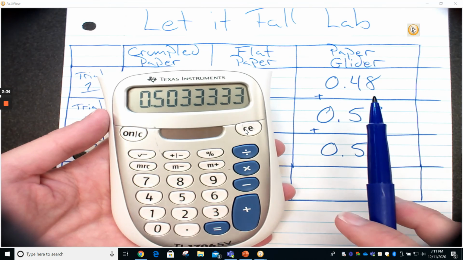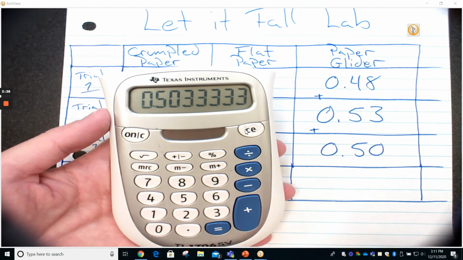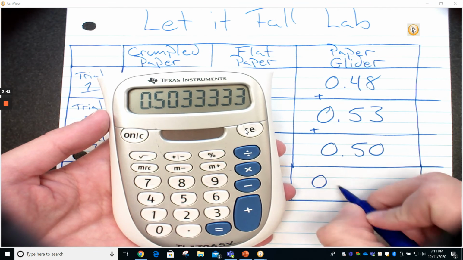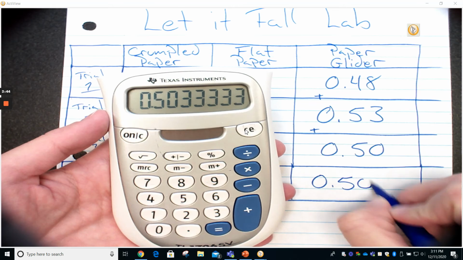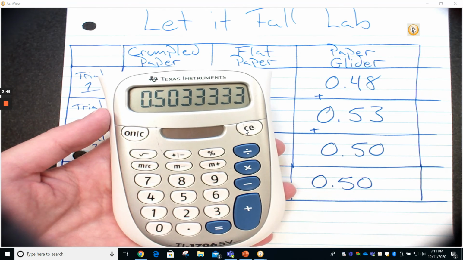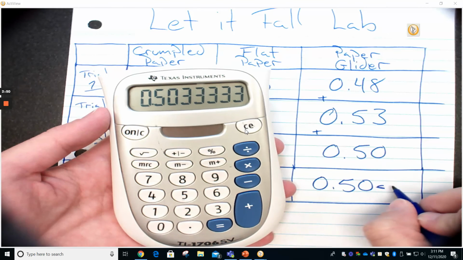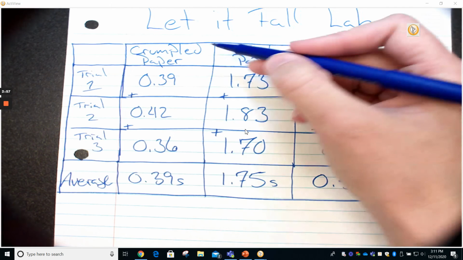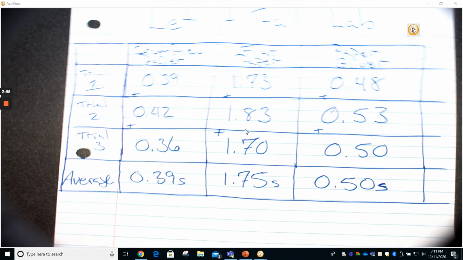0.503333. How many decimal places does Miss McCoy want? Just 2. That's right. So our average is 0.50 because that 3 is not going to change anything because it is 4 or less. I'm going to put an S for seconds right there, and boom, there we have our average time of fall for each of these types of paper.